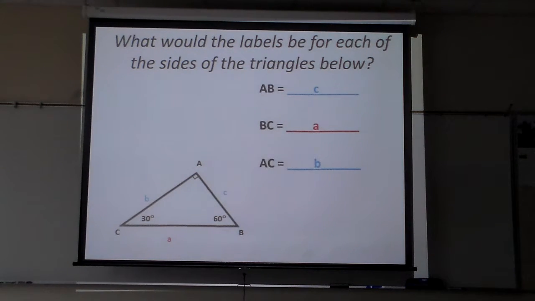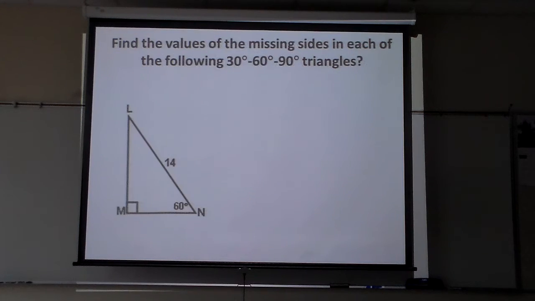We need to label them. Which side would be 1? The side opposite 30 is 1. The side opposite the 90 degrees is 2. And the side opposite the middle angle, 60, would be square root of 3.